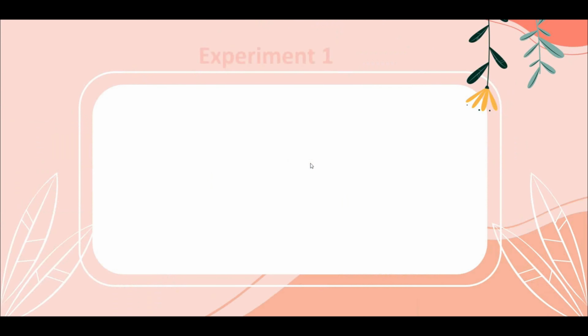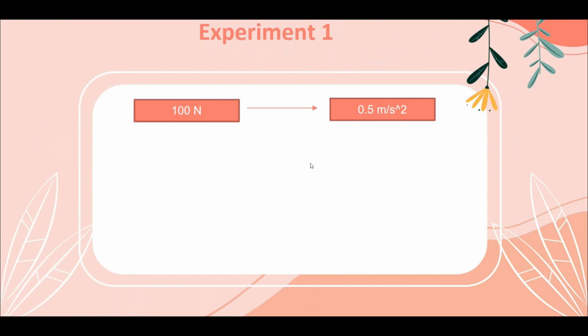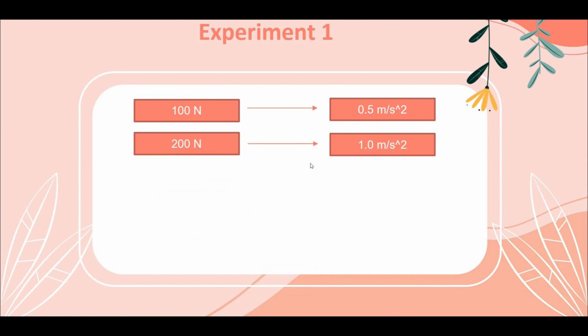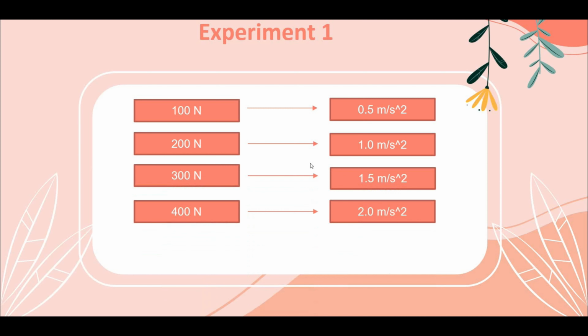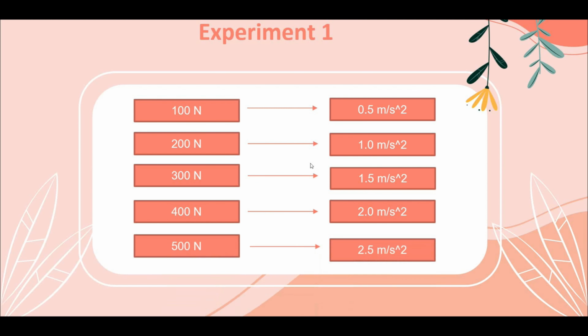Result. The result for experiment 1. Using 100 Newton of force, the acceleration will be 0.5 meter per second square. Using 200 Newton of force, we'll get 1.0 meter per second square. Using 300 Newton of force, we'll get 1.5 meter per second square. Using 400 Newton of force, we'll get 2.0 meter per second square. And lastly, using 500 Newton of force, we'll get 2.5 meter per second square.